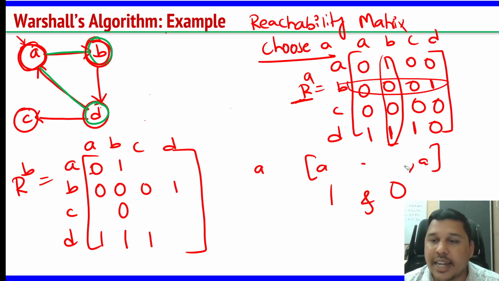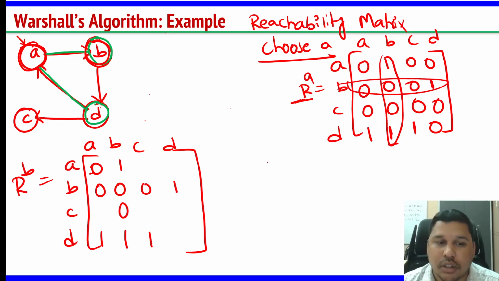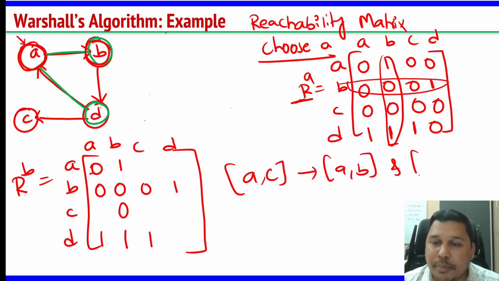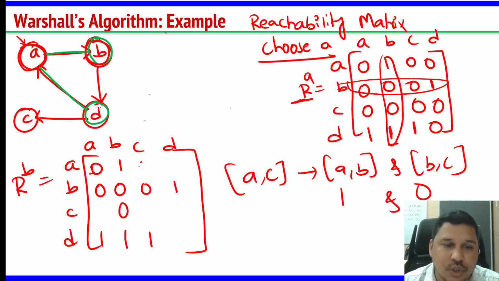Next I have to show between A to C using B. So it is A to B and B to C. Is there any path from A to B? From A to B, yes, there is one, and B to C, no. So this is also 0.